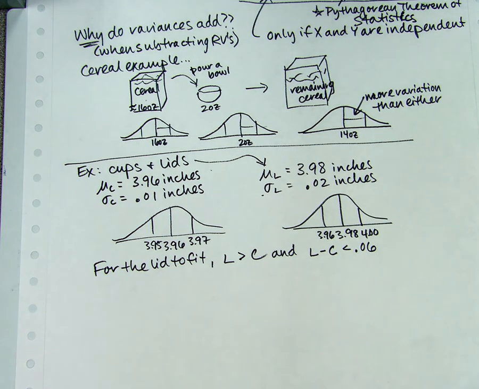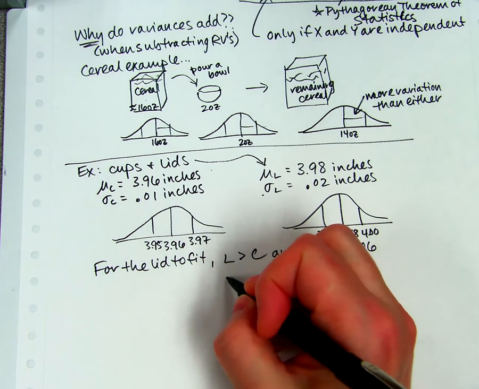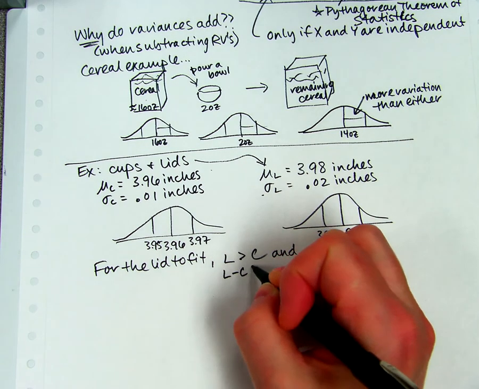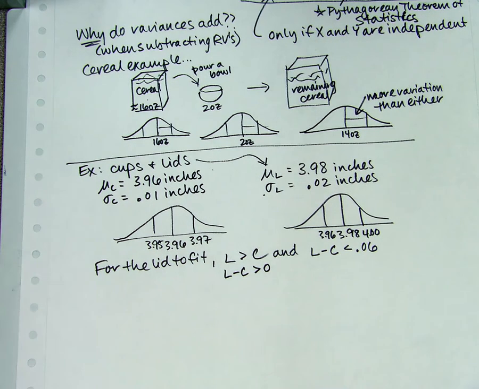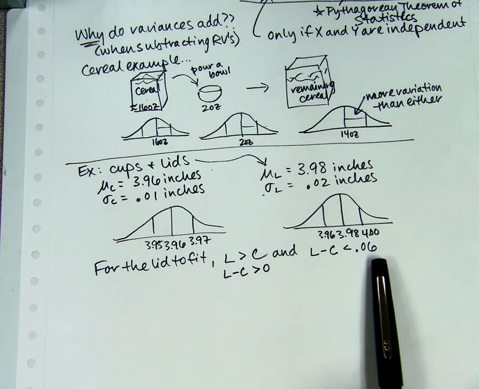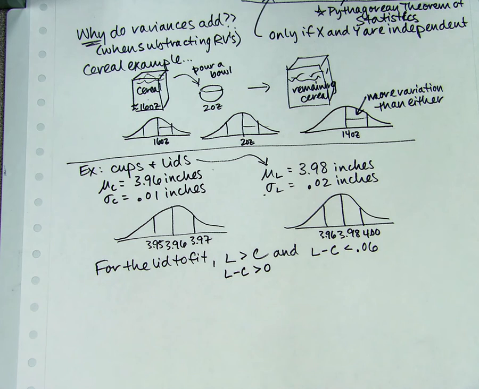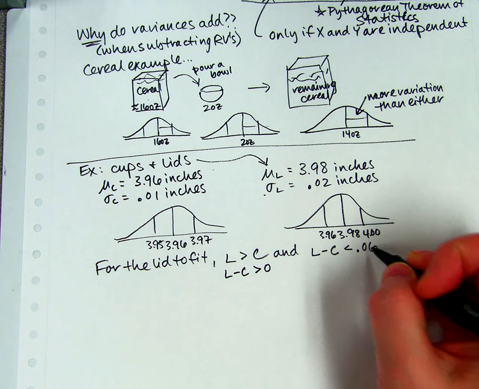falls off. We could rewrite this as lid minus cup is greater than 0. So the lid minus the cup has to be between 0 and 0.06 in order for it to fit. If it's any less than 0, I can't get it on because it's smaller than the cup. If it's any more than 0.06 difference, then it falls off.